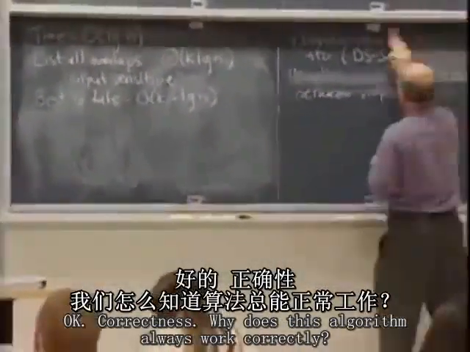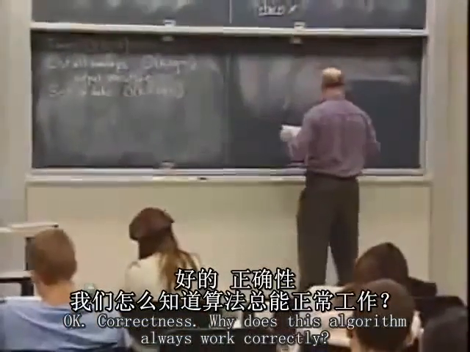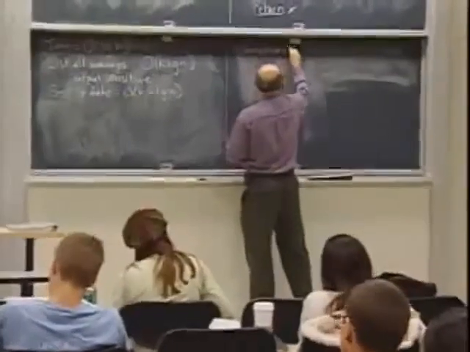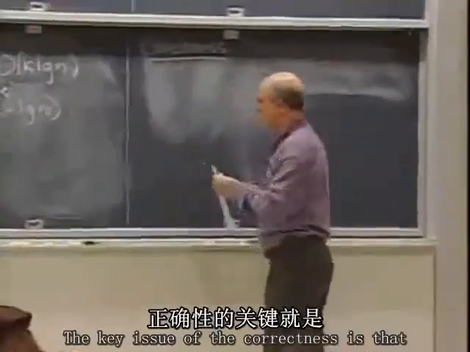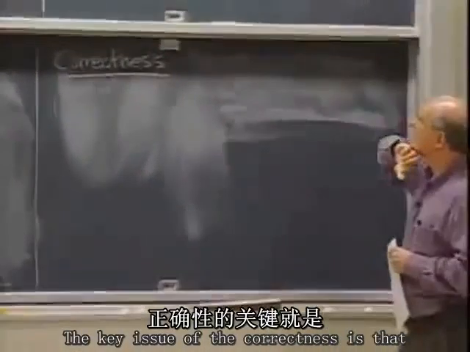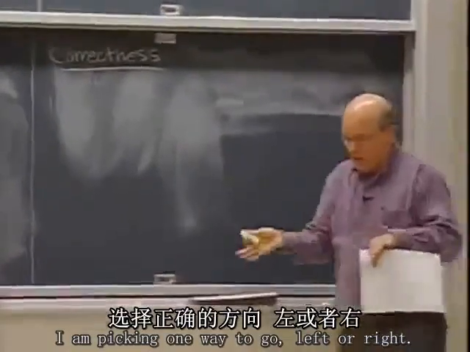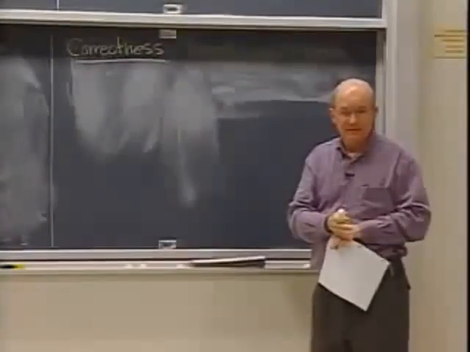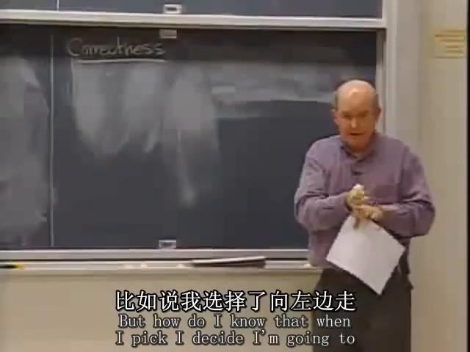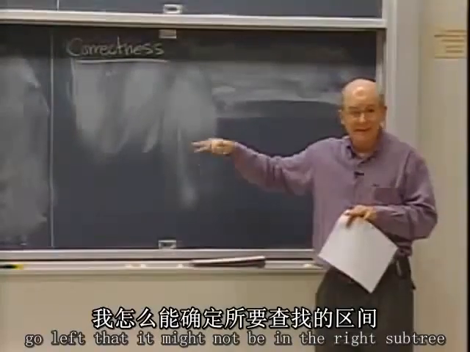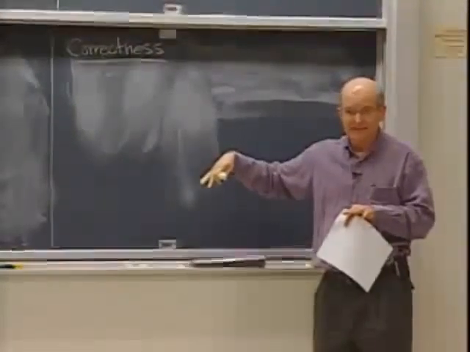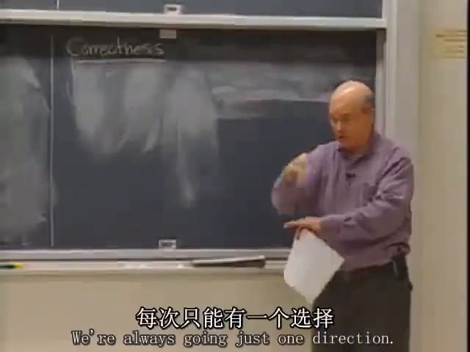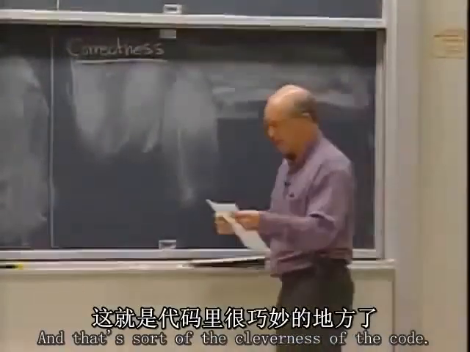Okay, correctness. Why does this algorithm always work correctly? So the key issue of the correctness is that I'm picking one way to go, left or right. And that's great as long as it's in that subtree. But how do I know that when I decide I'm going to go left, that it might not be in the right subtree and I went the wrong way? Or if I went right, that I accidentally left one out on the left side. We're always going just one direction. And that's sort of the cleverness of the code.